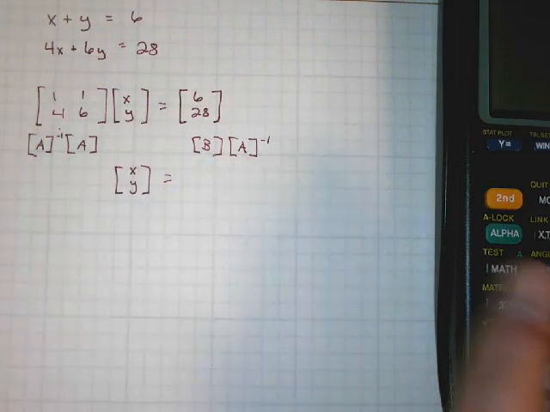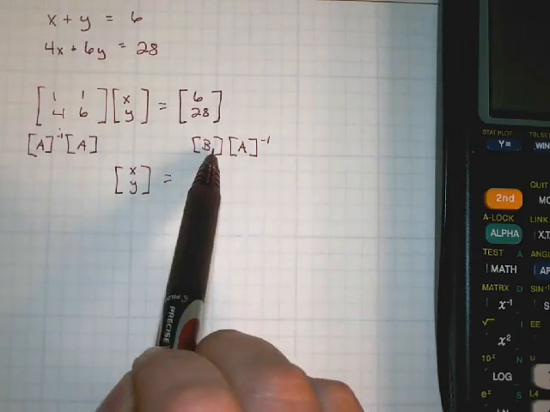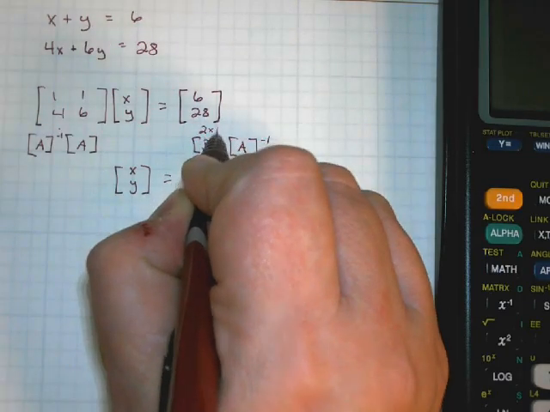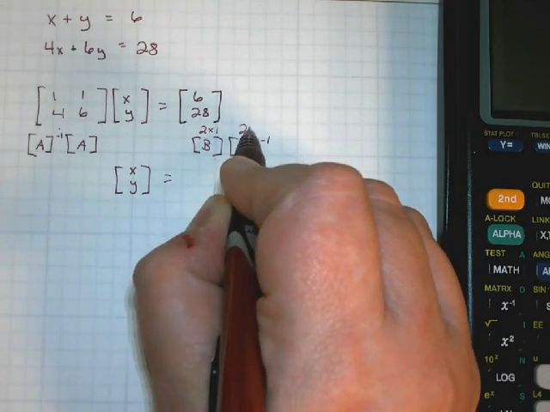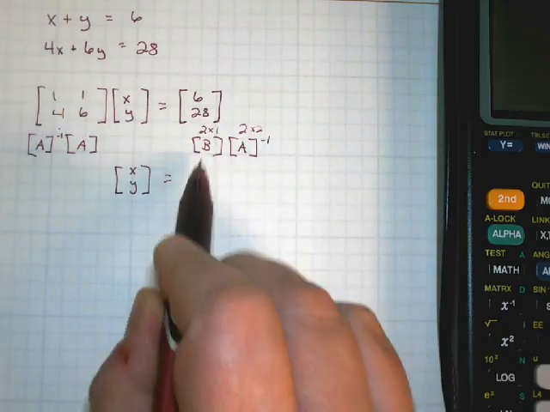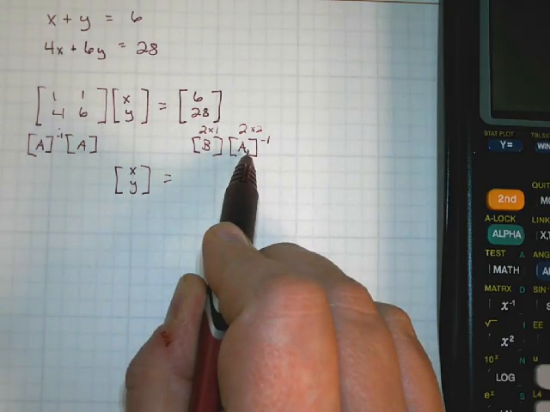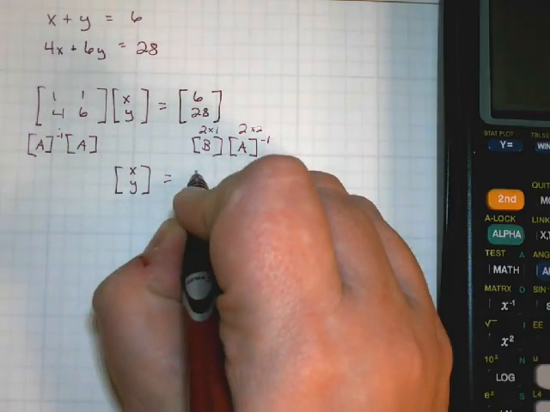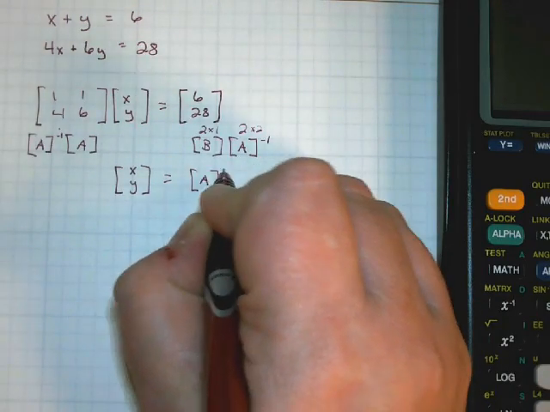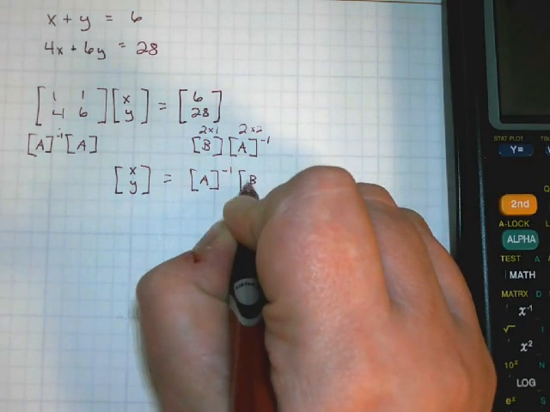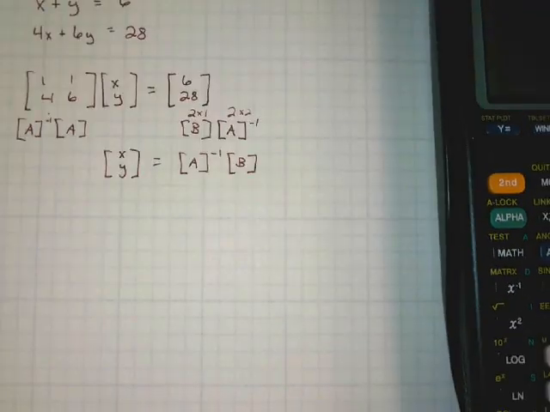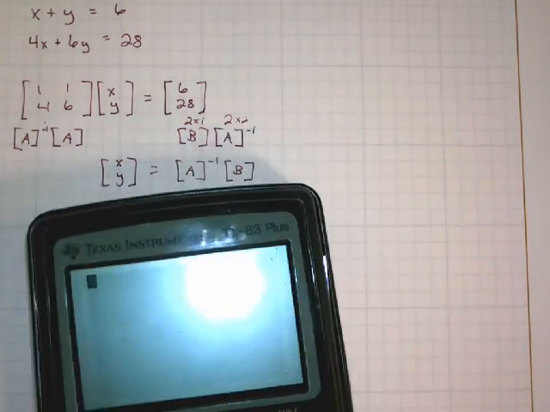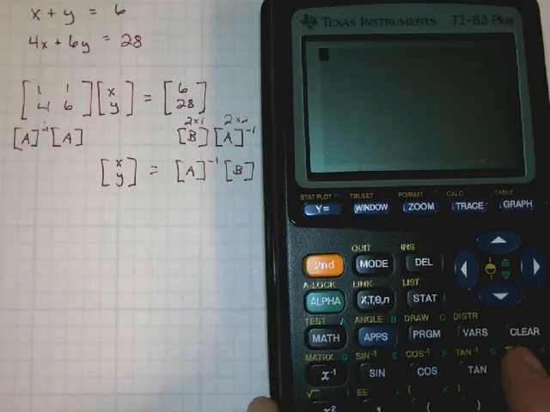So here's what I'm going to do. Actually, I'm going to think about this for a second. This is a 2 by 1. This is going to be a 2 by 2. Can I do B times the inverse of A? I cannot, because these inner dimensions don't match. So in my calculator, I'm going to end up doing inverse of A times B. So the question is, how can I get the inverse of A into here? Let's go ahead and put the calculator here.